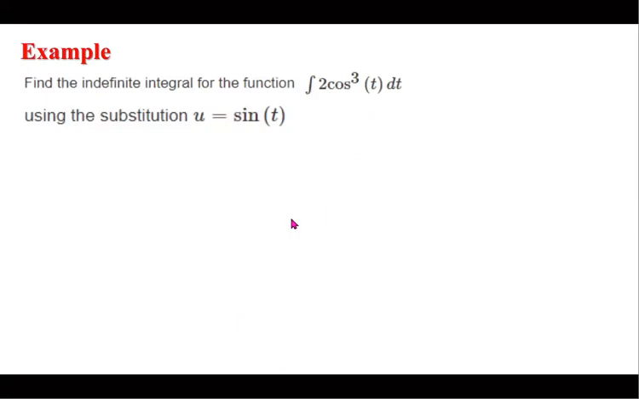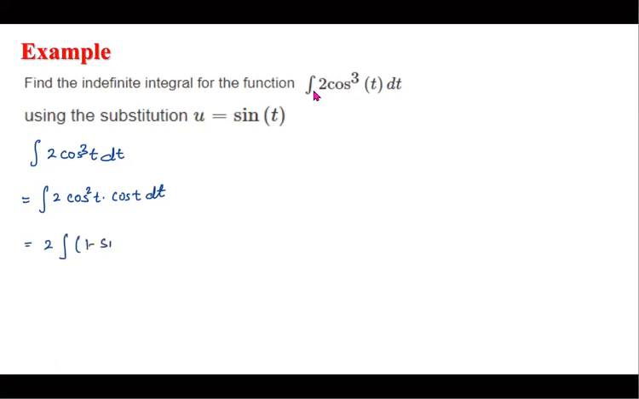Example 4. So in this one, we are asked to find the indefinite integral for this function using U-substitution. They have already given U, but you may or may not get this all the time. So if we look at the question, we have integration of 2 cosine cubed t dt. This one I'm going to break it a little bit. So I'm going to rewrite this as 2 times cosine squared t times cosine t dt. Furthermore, I want to pull that 2 out.